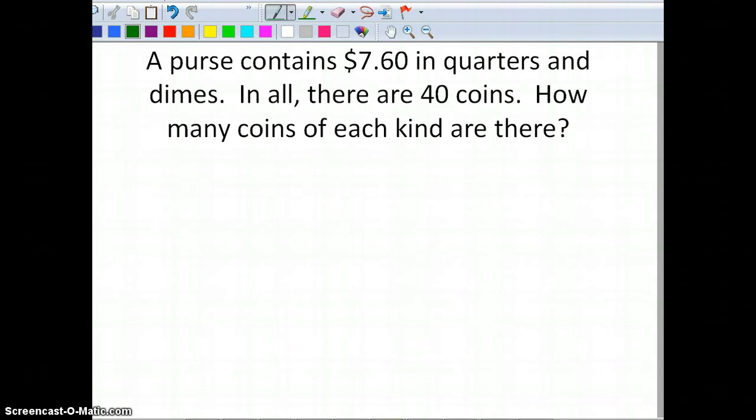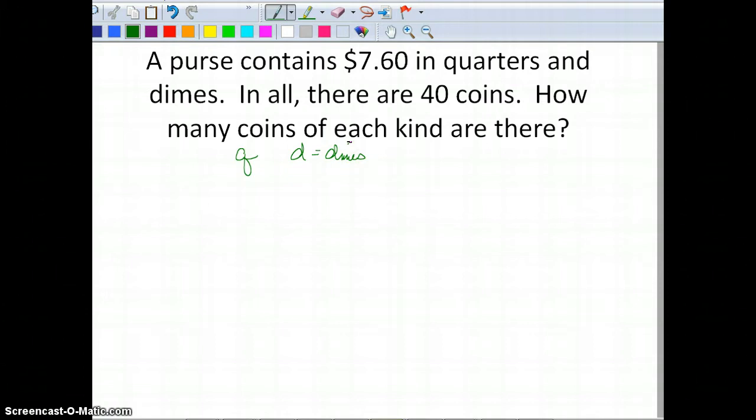Okay, now let's look at another problem. A purse contains $7.60 in quarters and dimes. In all, there are 40 coins. How many coins of each kind are there? Well, first I've got to choose my variables again. So I'm going to say I have Q quarters, D dimes.